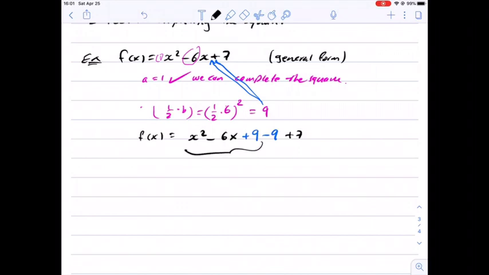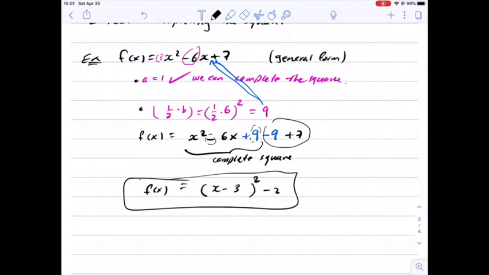Now the first three terms form a complete square. This is a complete square because we already completed the square by step 2. Now we can write these first three terms as x, and the middle sign is negative, and the square root of 9 is 3, and the square goes over the whole expression instead of being over x. Now negative 9 plus 7 is negative 2. Now this function is written in the standard form.